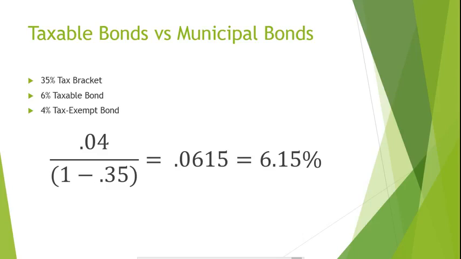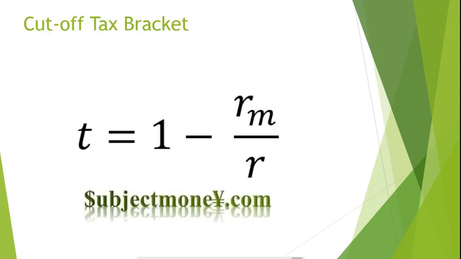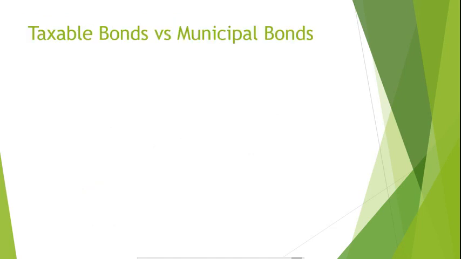We can also use a formula to calculate the cutoff tax bracket. The formula is 1 minus RM over R. The yield ratio, RM over R, is the key to determining the attractiveness of investing in municipal bonds. The higher the yield ratio, the lower the cutoff tax bracket, and therefore the more individual investors that choose to invest in tax-exempt municipal bonds. Let's plug in our figures from our previous example to find out the cutoff tax bracket.